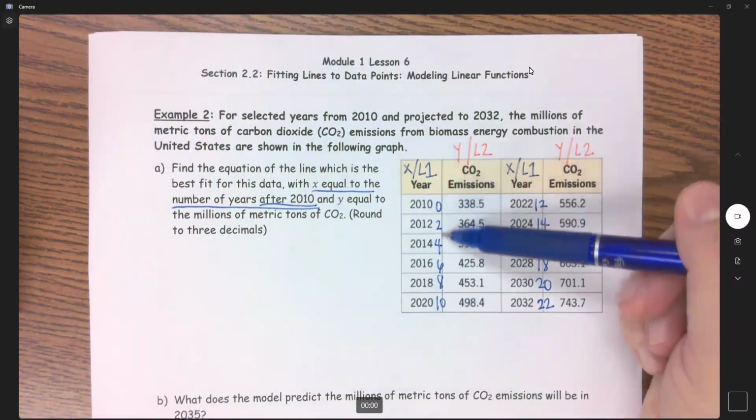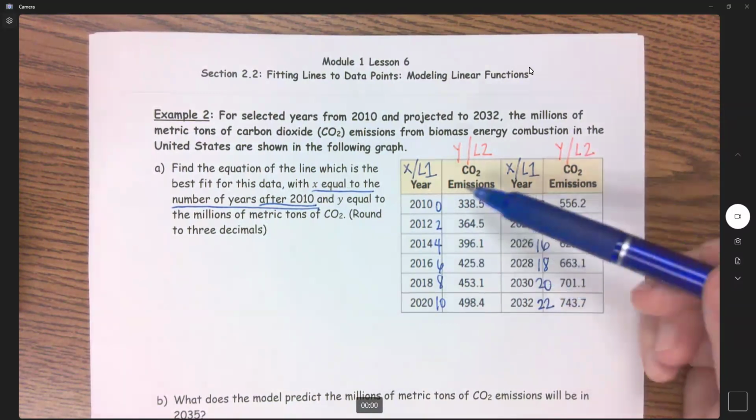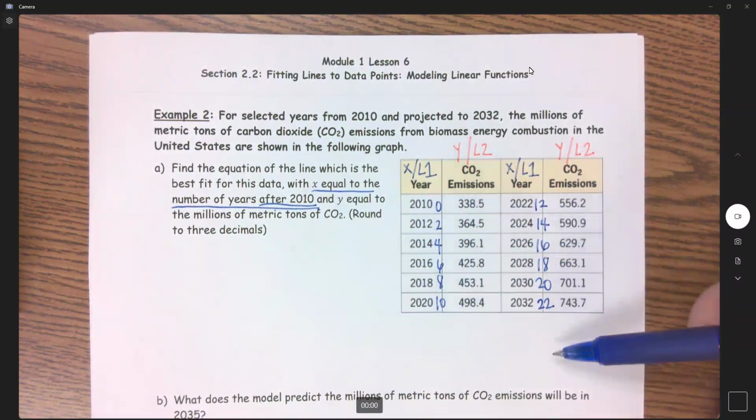You do need to make sure, though, that they are doing the same amount of increments. Don't just assume because it starts going by 2s that it's going to continue on. There are times when they start by 2s, and all of a sudden they start going by 3s or 4s or 5s or something else. So do pay attention to how they are increasing.